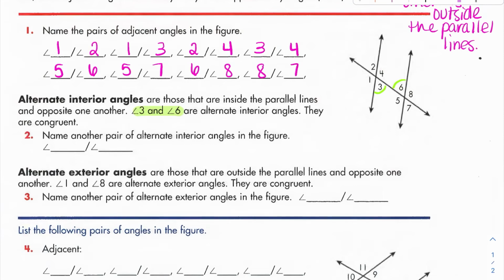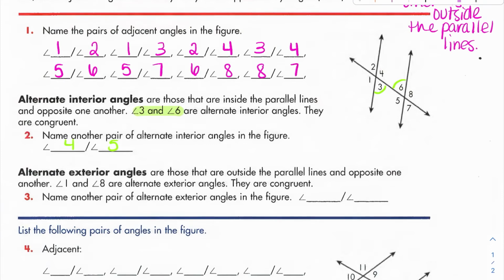It says to name another pair of alternate interior angles in the figure. There is only one other pair of alternate interior angles. What do you think those would be? They would be angle 4 and angle 5.